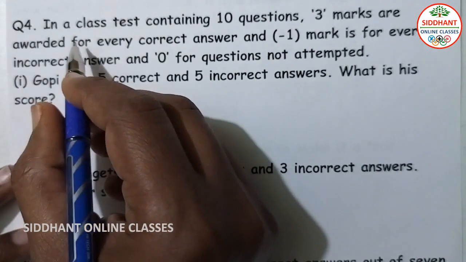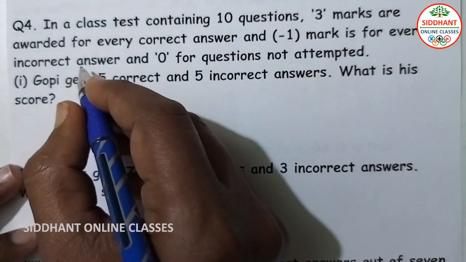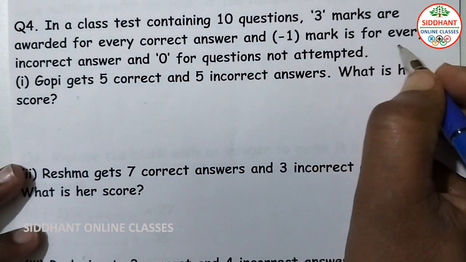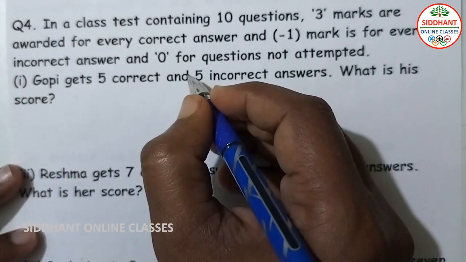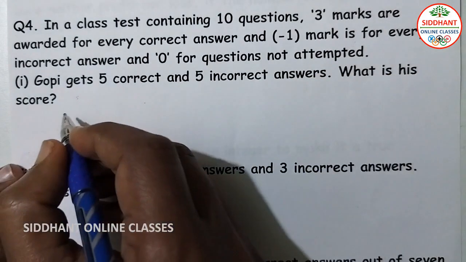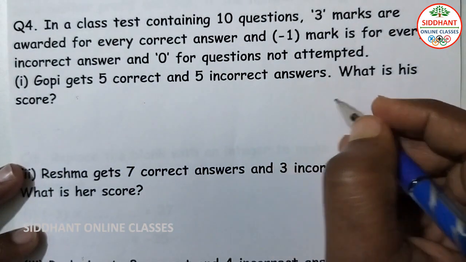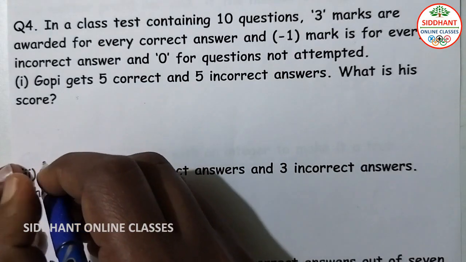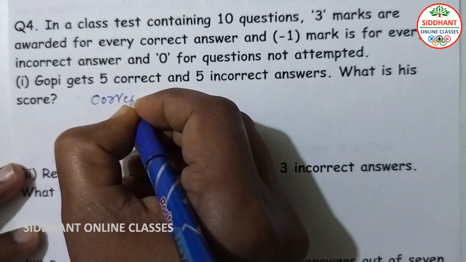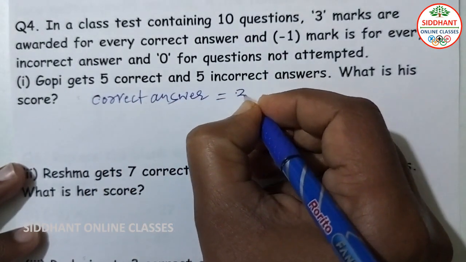Question number 4. In a class test containing 10 questions, 3 marks are awarded for every correct answer and minus 1 mark for every incorrect answer and 0 for questions not attempted. First one, Gopi gets 5 correct and 5 incorrect answers. What is his score? So for a correct answer we get 3 marks.